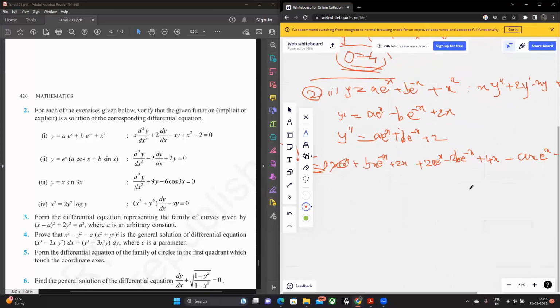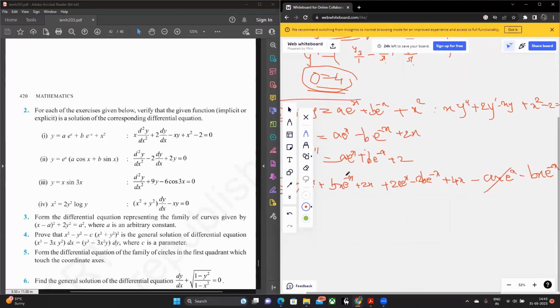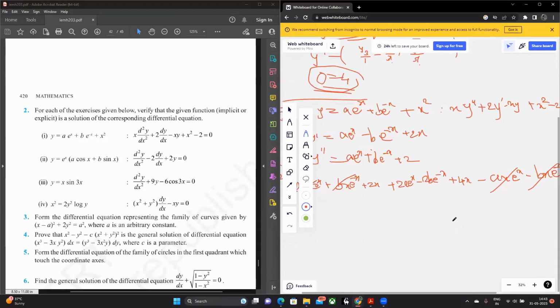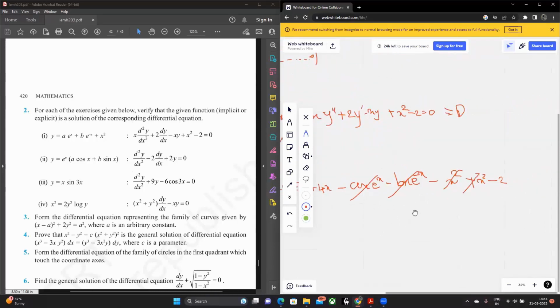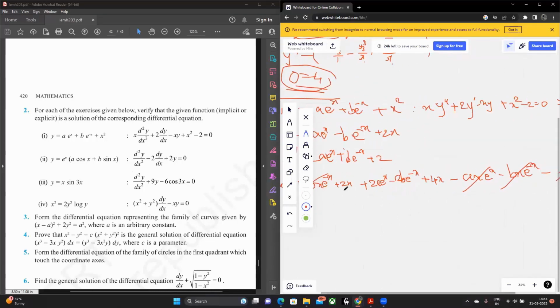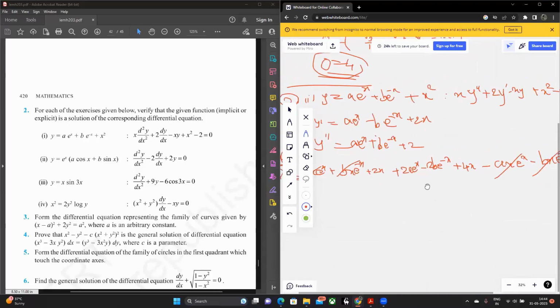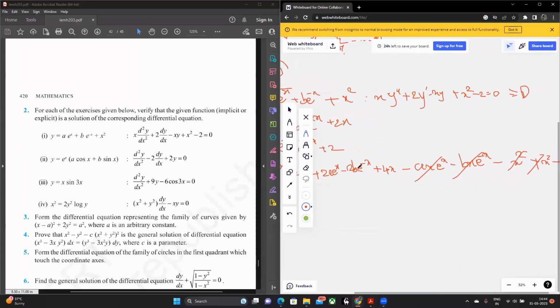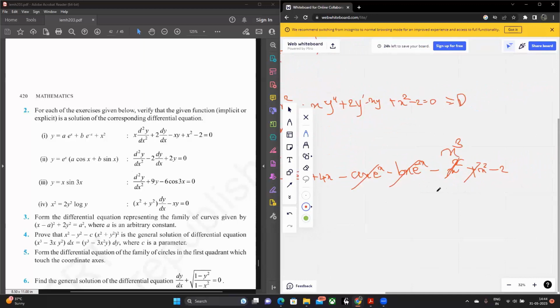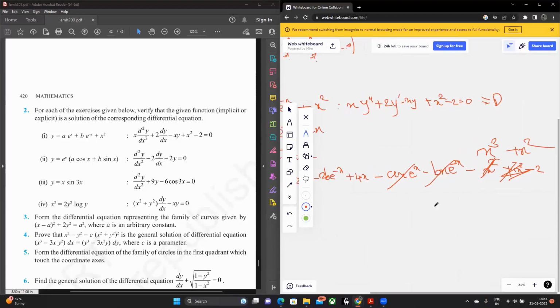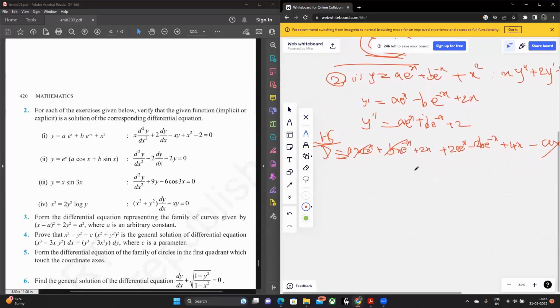You can see that the ax e power x terms cancel out. The bx e power minus x terms cancel out. Your x squared terms cancel out. And you have a plus 6x over here. Just a minute. So plus 4x, plus 2x, so you have a plus 6x over here. Wait a minute. This is x cubed, and the x squared is still there. Okay, all right.